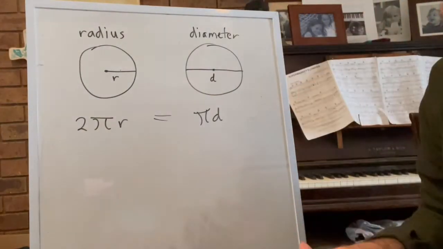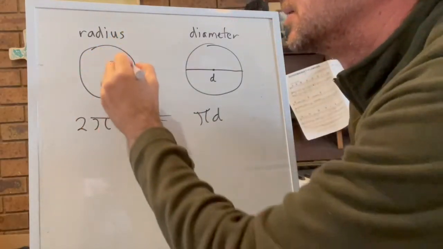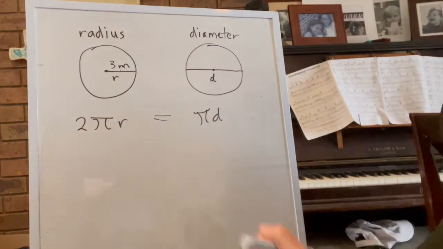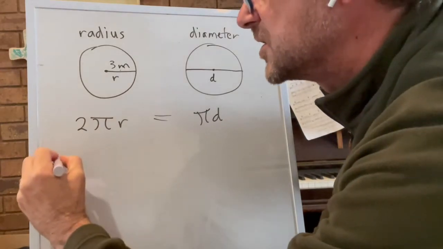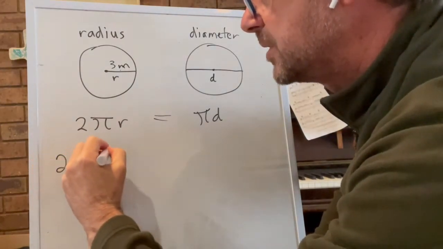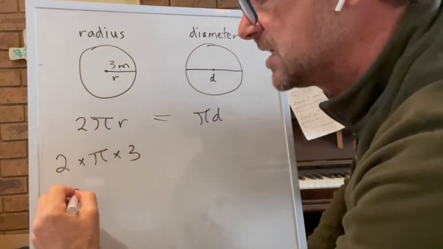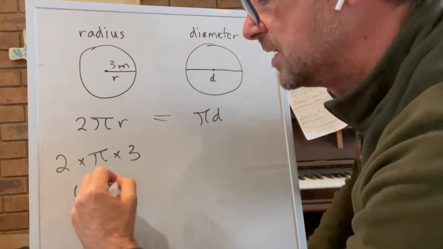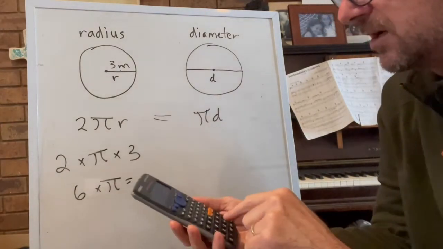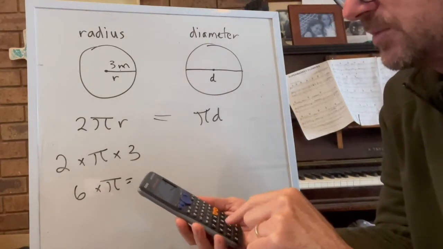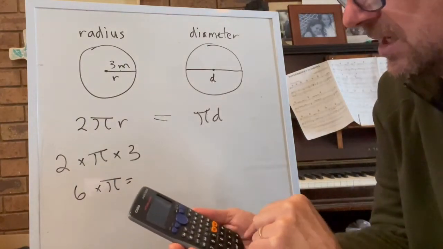So let's have a look at this one here where we're given, for example, the radius is 3 meters. Okay, so first thing, we're going to use 2 pi r. Okay, so now we want to access this equation by going 2 multiplied by pi multiplied by the radius 3. So this is going to give us 6 times pi equals. Now on our calculator we're going to work out that, so we go 6 multiplied by shift and our pi button to give us 6 times pi, and equals.